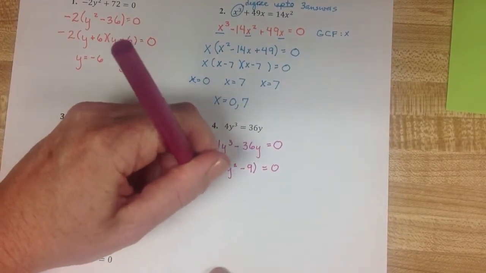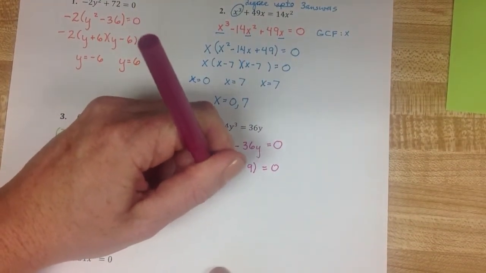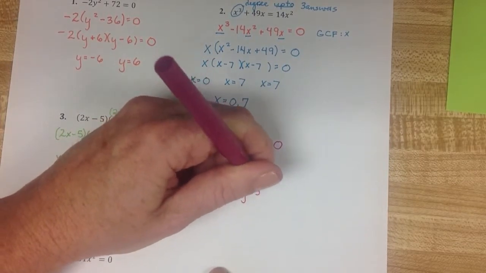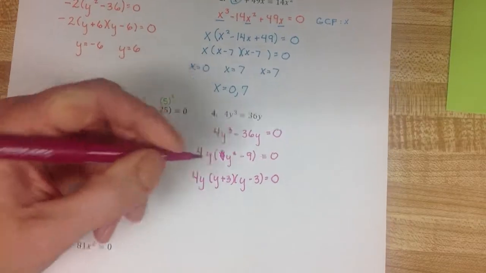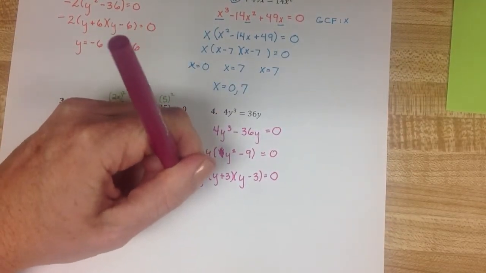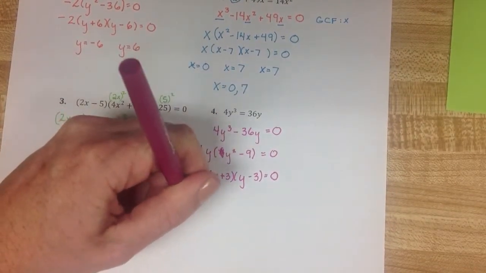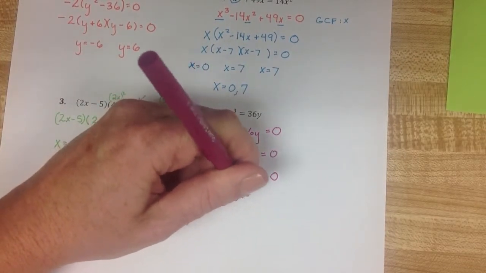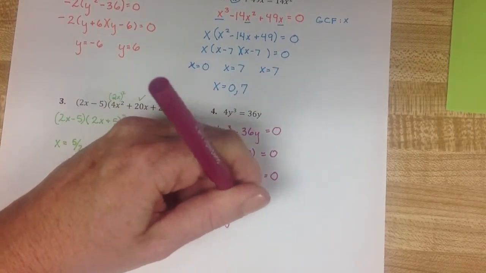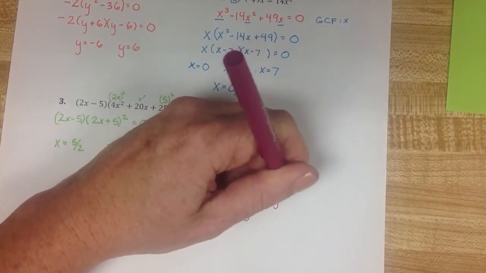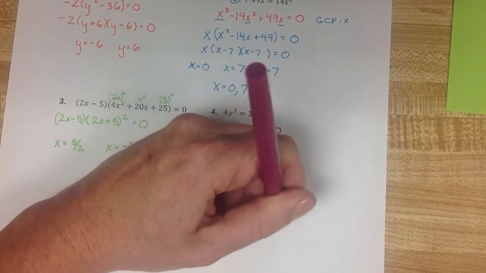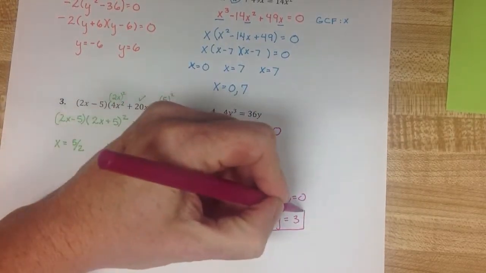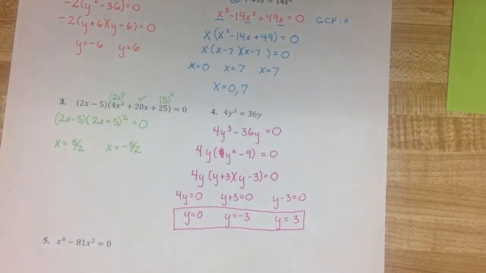So my three terms here are 4y times y plus 3 times y minus 3. Setting each one of those equal to 0, I get y equals 0, y equals negative 3, and y equals 3 as my answers.